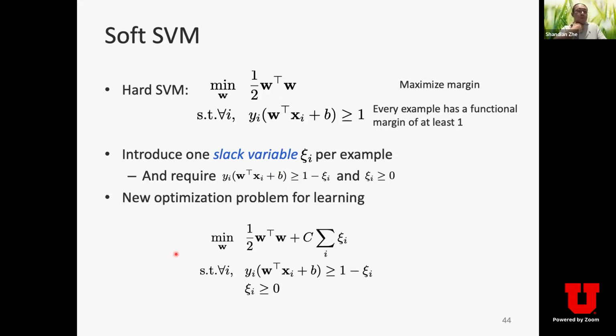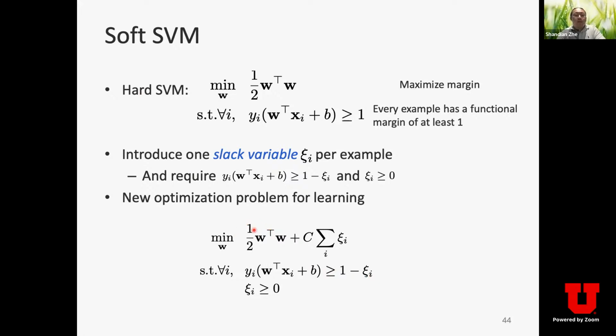So now, by applying these modified constraints and additional slack variables into our formulation, we come out with our soft SVM formulation. For every training example i, we have a non-negative slack variable, namely ξi, and then the functional margin is no less than 1 minus ξi.